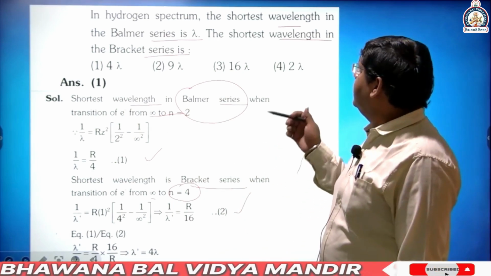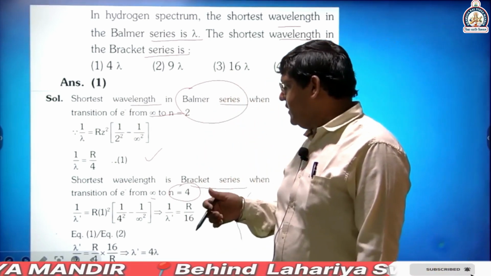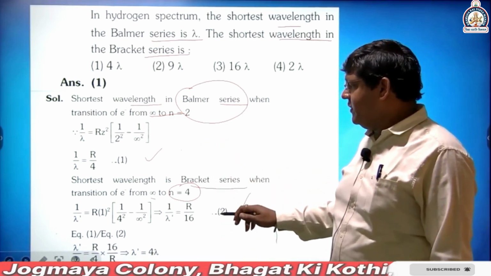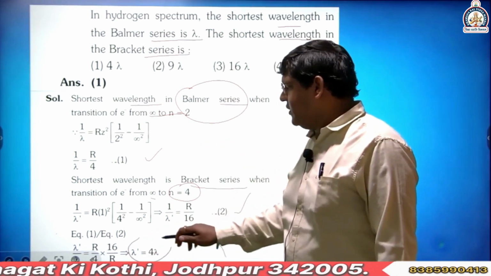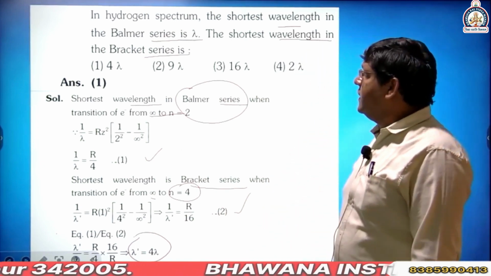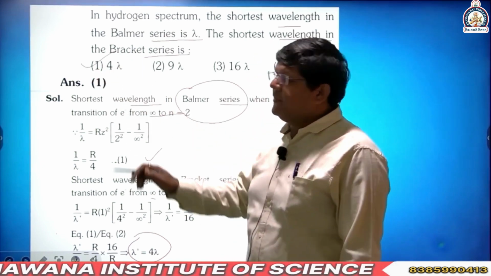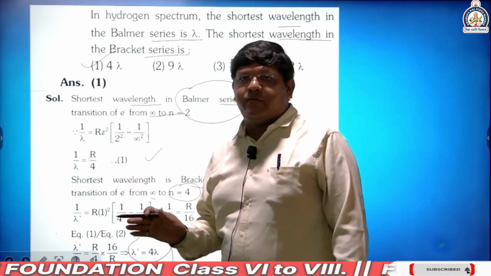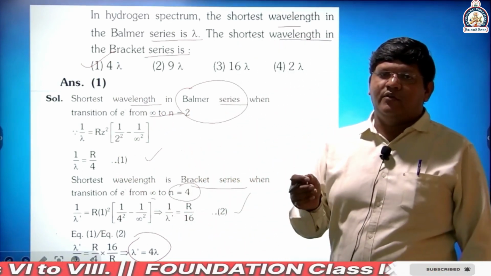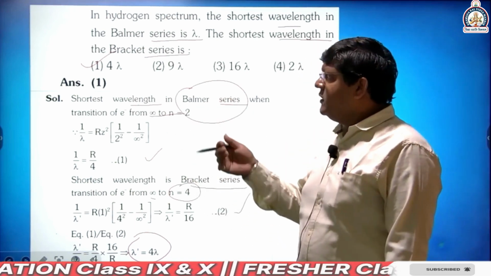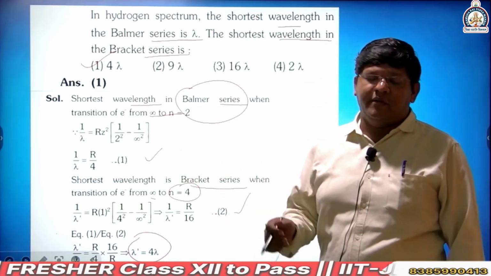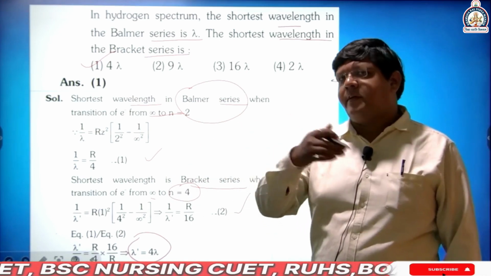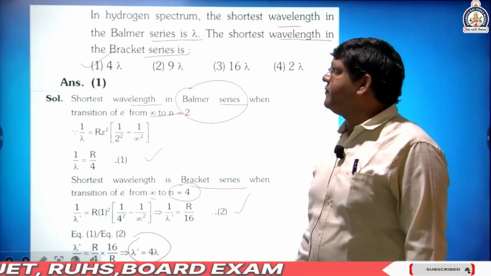Now the question is related to the relation between the wavelengths lambda dash and lambda. So from equation number 1 and equation number 2, we get lambda dash is equal to 4 lambda. That is the required option number 1. In this type of question, we just have to write the formula for the Rydberg relation and put the values of n1 and n2 according to the series. So we can easily get the relation between the maximum wavelength, minimum wavelength, maximum frequency and minimum frequency.